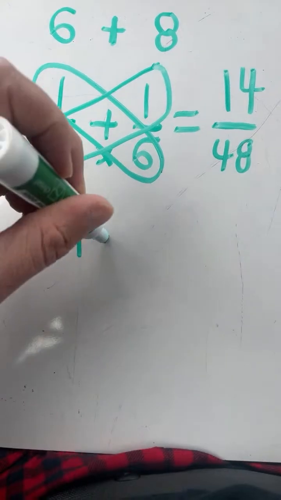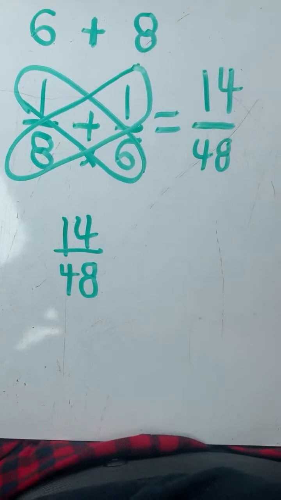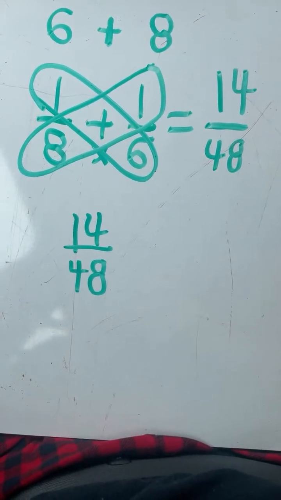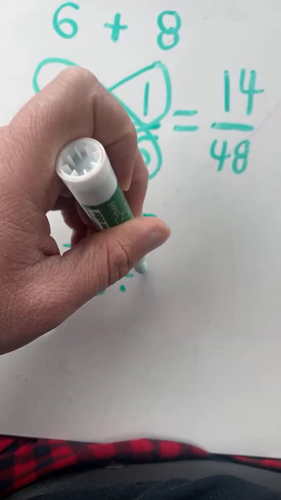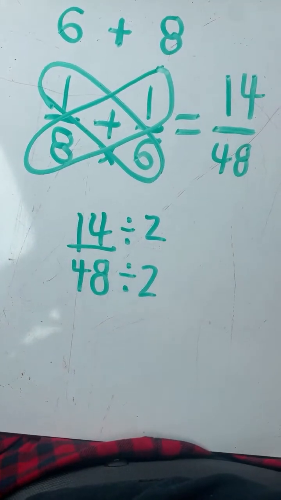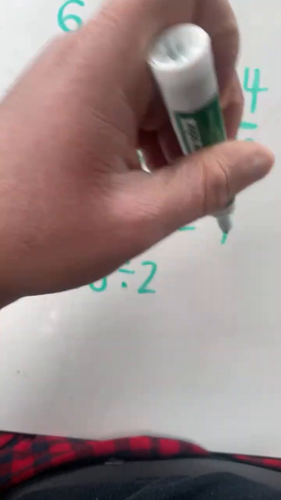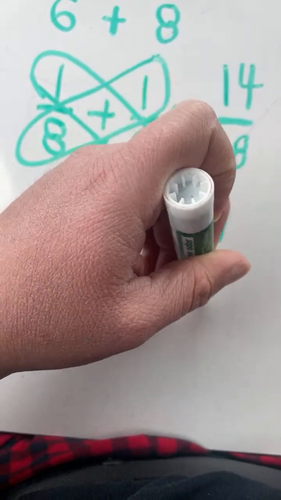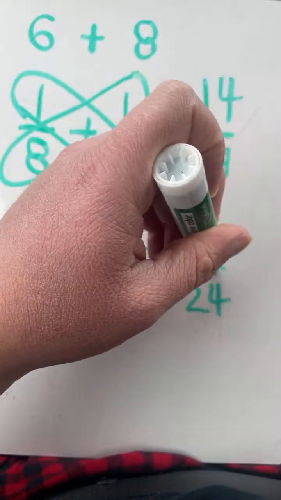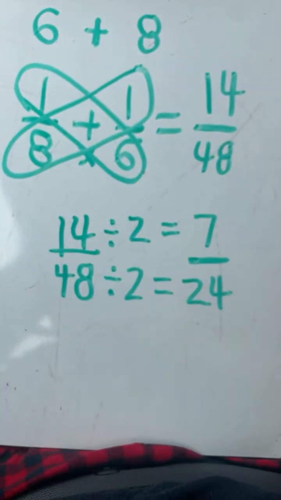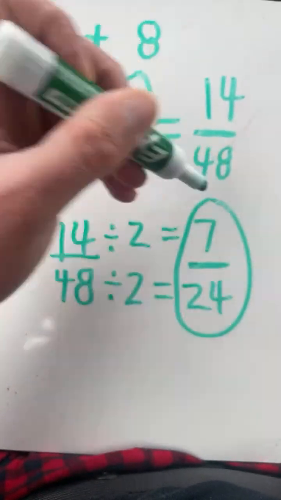So 14/48. I'm going to divide the numerator and denominator by the greatest common factor. So 14 divided by 2, 48 divided by 2. 14 divided by 2 equals 7. 48 divided by 2 equals 24. And we now have our answer reduced to lowest terms. 1/8 plus 1/6 equals 7/24.